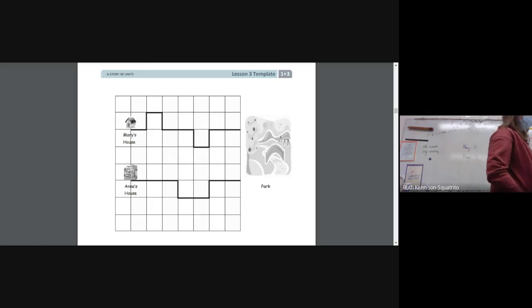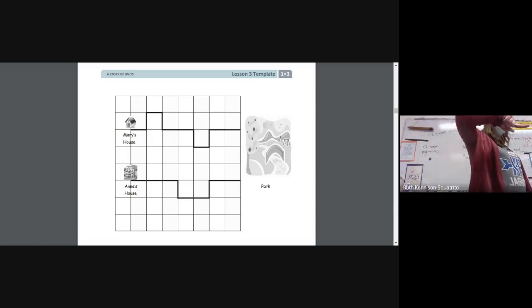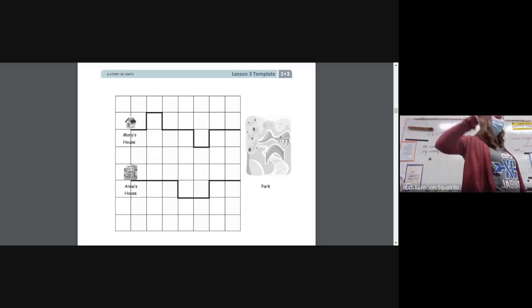Ann's path is shorter, right? Yes, very good. So the way that Mary went, she went over and up and over and down and over and over and down and over and up, and she added some extra area in there to walk. Whereas Anne's was a little bit less because she went down and then over and then up one. So it added a little bit less.